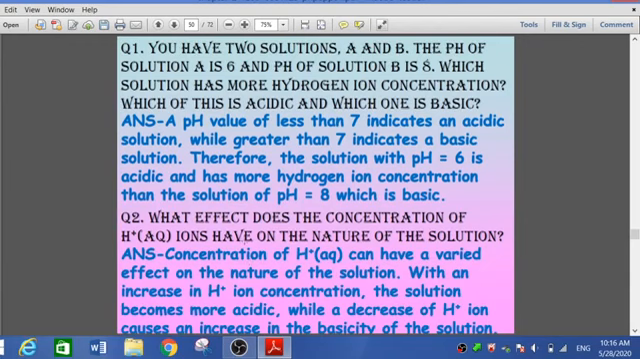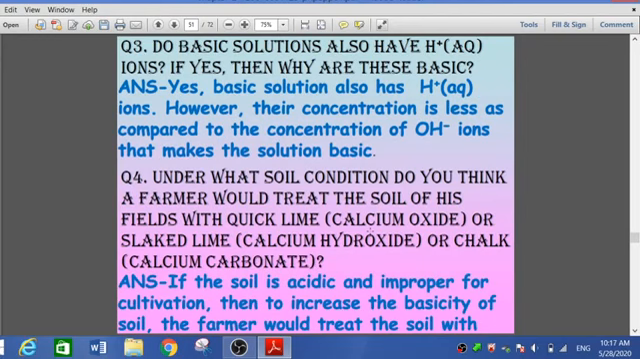So these are the questions related to this: if you have two solutions, one has pH 6 and one has pH 8, which has more hydrogen ion concentration? A pH less than 7 indicates acidic. So here it is 6, so it is more acidic. A pH of 8 is called basic. Such types of questions you have to complete in your book.